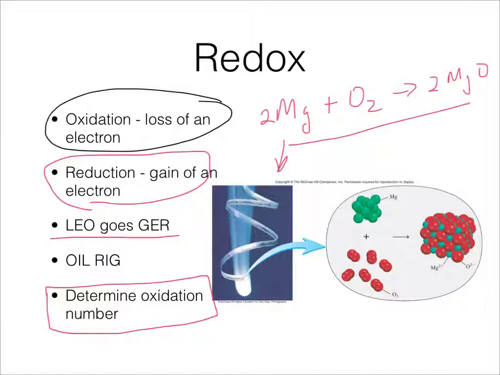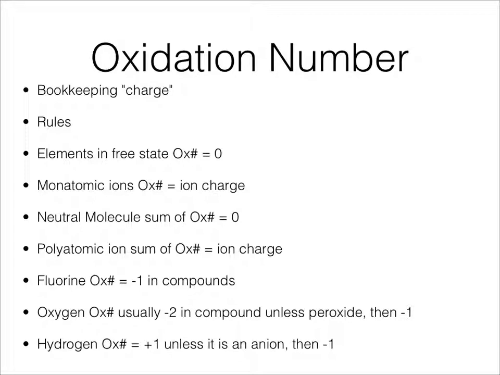So let's take a look at how we determine the oxidation number for all of the species present. So as I stated, this is a bookkeeping for charge or bookkeeping for electrons. It has rules. Now these rules are actually pretty simple. You just have to remember a few of them and you'll get the hang of how to do this. So any element in its free state has an oxidation number equal to 0. So if I were to write an equation, oxygen has an oxidation state of 0. Or chlorine has an oxidation state of 0. So any element in its natural free state, oxidation number of 0.